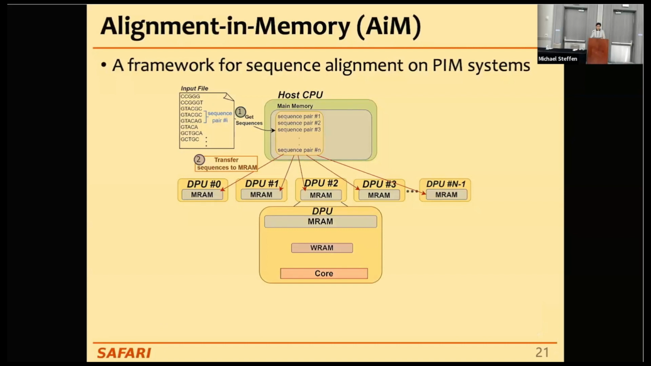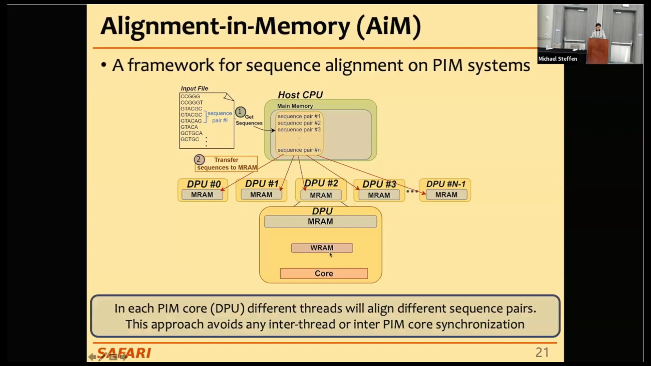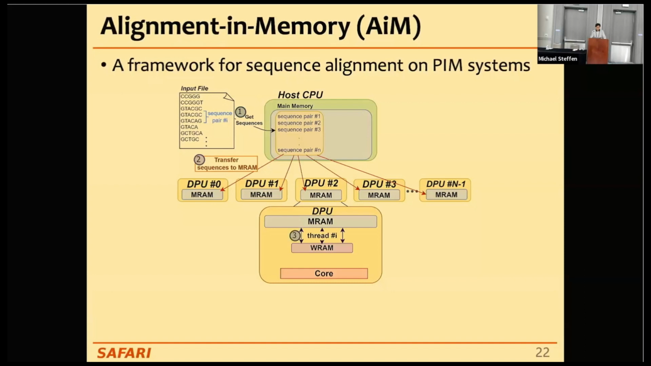And then if we look at each of the DPUs or PIM cores individually, as I said, each of them has a core, but they also have access to their DRAM bank called MRAM and their scratchpad memory called WRAM. So in each PIM core, in this specific architecture, we are going to have different threads aligning different sequence pairs. And this is kind of an embarrassingly parallel approach. Each thread can work in a completely independent manner, and this avoids any inter-thread or inter-PIM core communication or synchronization, which could represent an important overhead in other workloads.